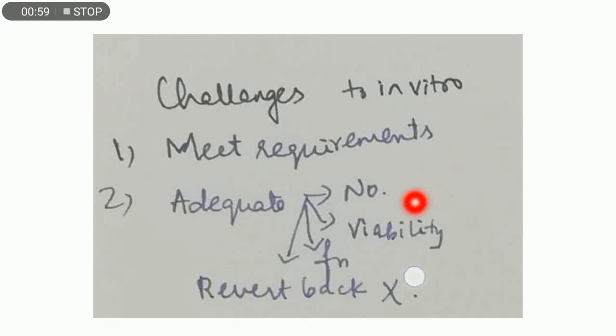Second is that the number of cells has to be adequate. Whether it is viable or not is essential, because we don't want dead cells inside the body of the patient, right? And it has to be functional, and most important of all, it should never revert back to the pre-state. I mean, it should never revert back to the dead state.